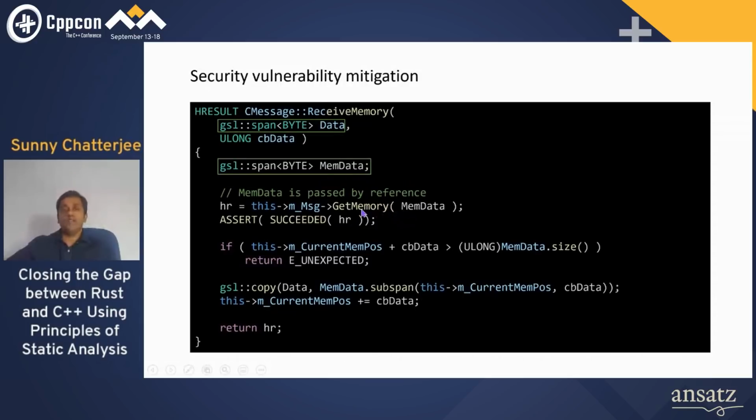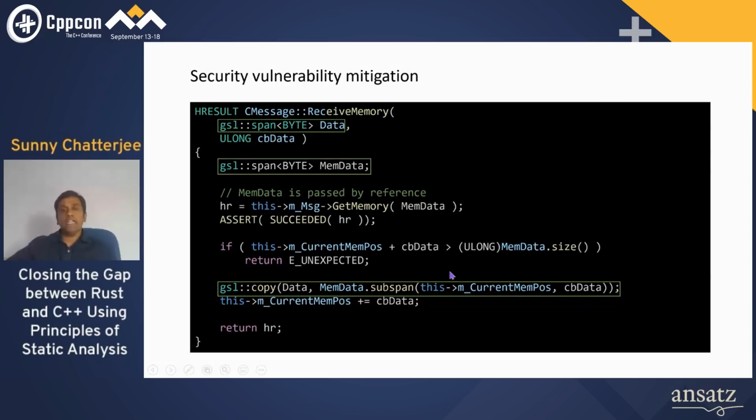Then we did the usual stuff. We got memory on that mem data. We asserted that the memory we got was actually valid. Then we tried to check for the readable length. We made sure that you can read from here successfully. And then we created a subspan from the source buffer, from the offset, of length cbData. And then we pass this to a function called gsl::copy. What this function does is check that the size of the buffer pointed to by data is greater than or equal to the size of the source buffer. And if the size is smaller, then it would terminate the program.